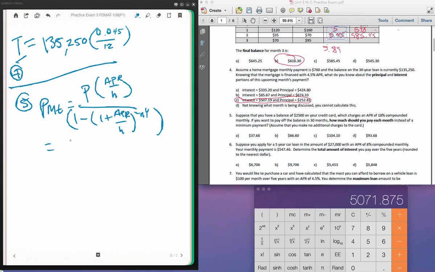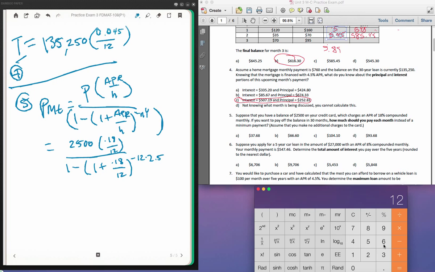So in this case, we know that we have a balance of $2,500. So that's that principal. We know that our rate is 18%, so that's 0.18. We have compounded monthly, so every month, so 12. And then 1 minus 1 plus the APR, which is 0.18 divided by 12, raised to the negative 12 times years. And so this is where we want to pay it off in 30 months. So to calculate that, 30 months divided by 12 is 2.5 years. So I just put a 2.5 up there. And now I can do this calculation.